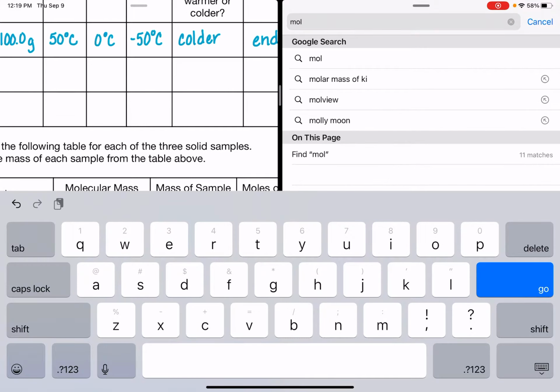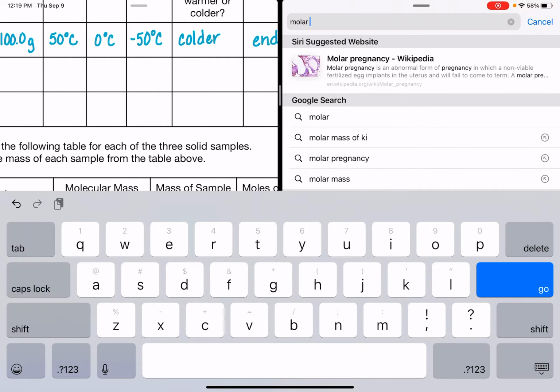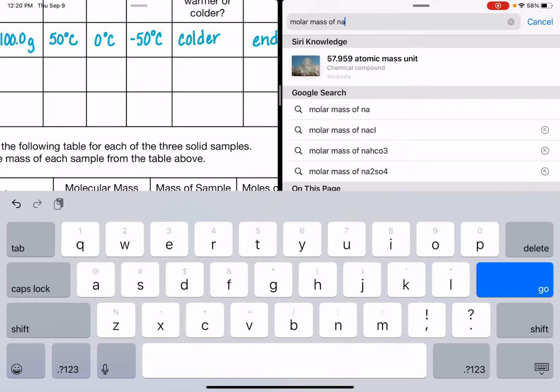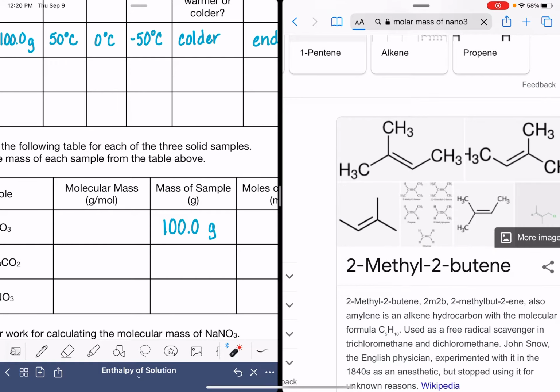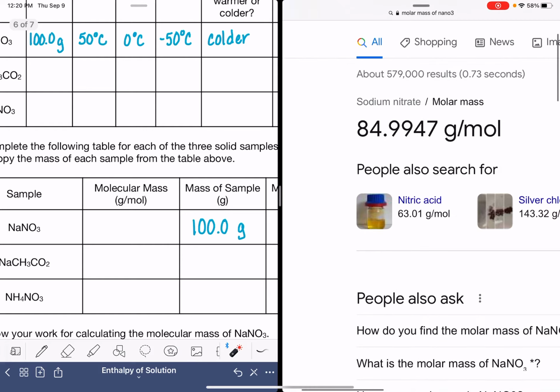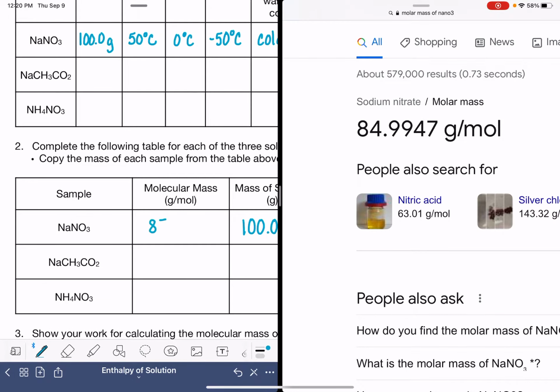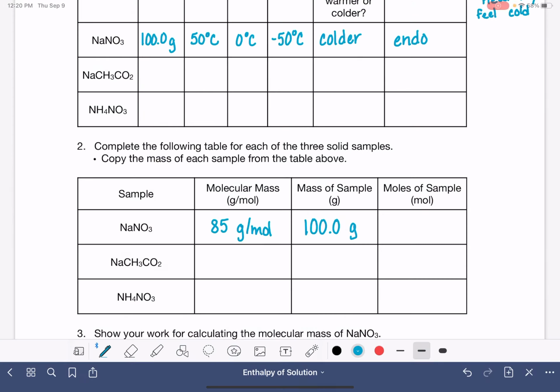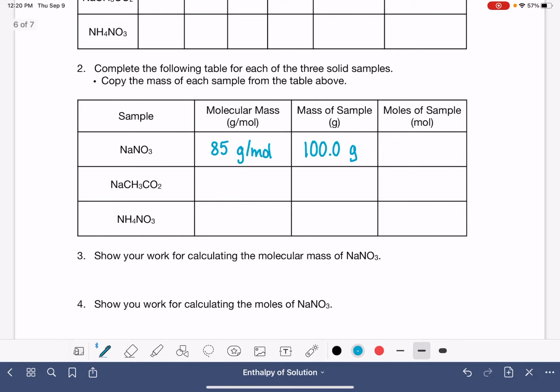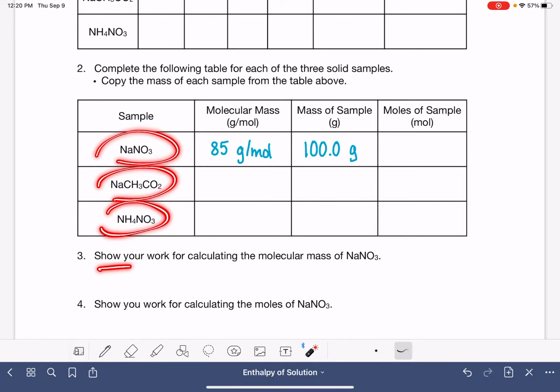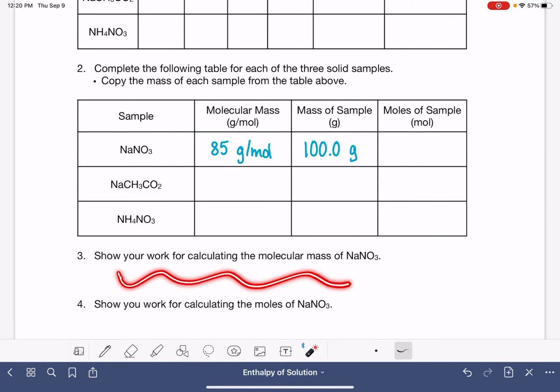We're looking for the molar mass of NaNO3. And that is 85 grams per mole. Actually, I was wrong. You can't necessarily look all of them up on the internet because you do need to show your work down here for how you actually can calculate the molecular mass of NaNO3, but looking it up on the internet is going to help you make sure, like checking your work down here. So show your work for adding that up.